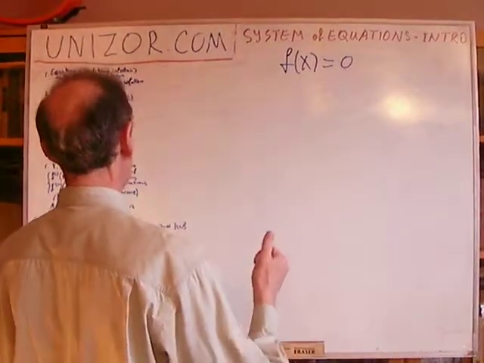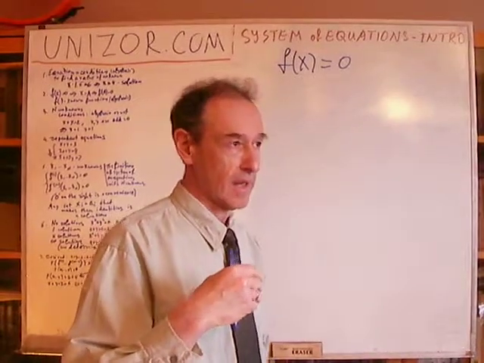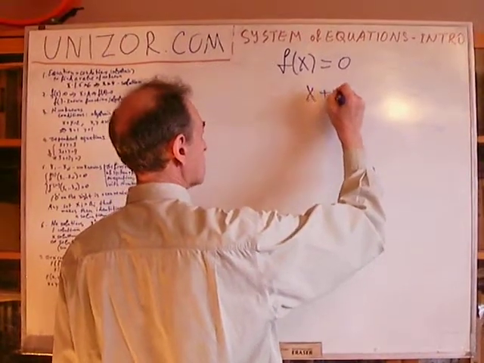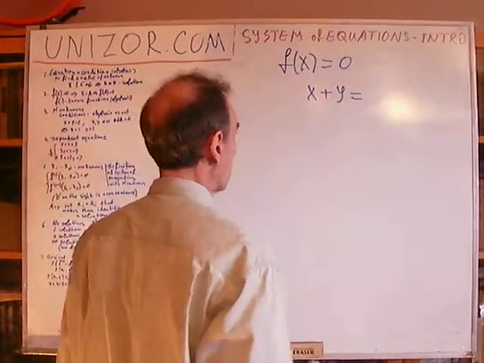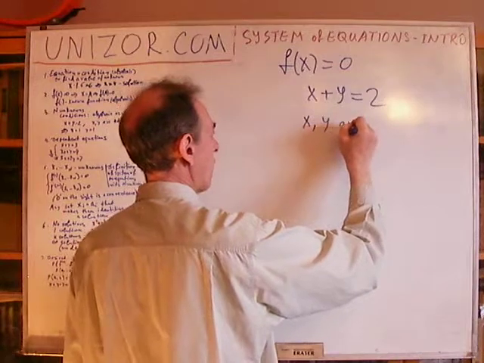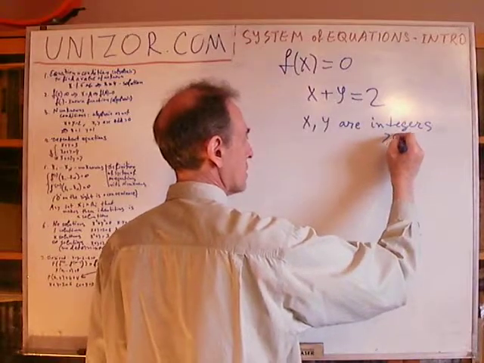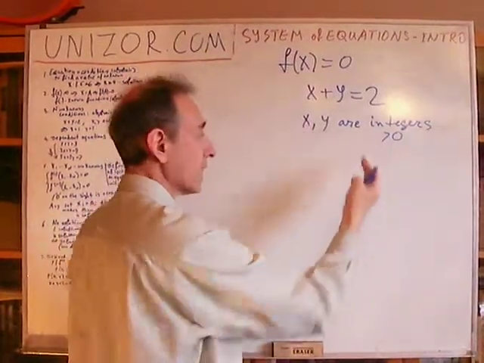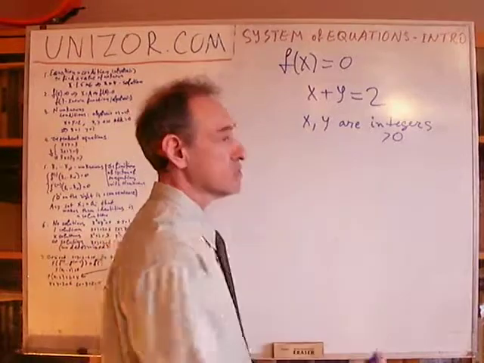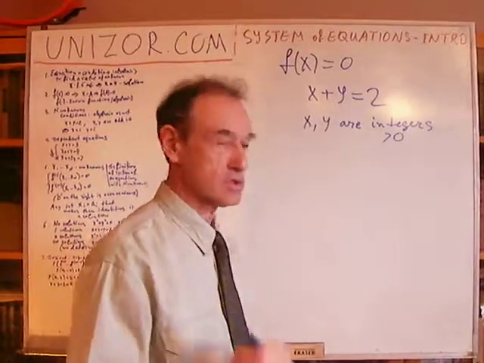So, let me give you an example, which is not necessarily an algebraic expression of our condition. Here is one, for instance: x plus y is equal to 2, and another condition is x and y are integers greater than 0. This is also a condition, so I have one condition expressed as an algebraic expression, and another condition is basically certain words which describe certain restrictions on our variables.